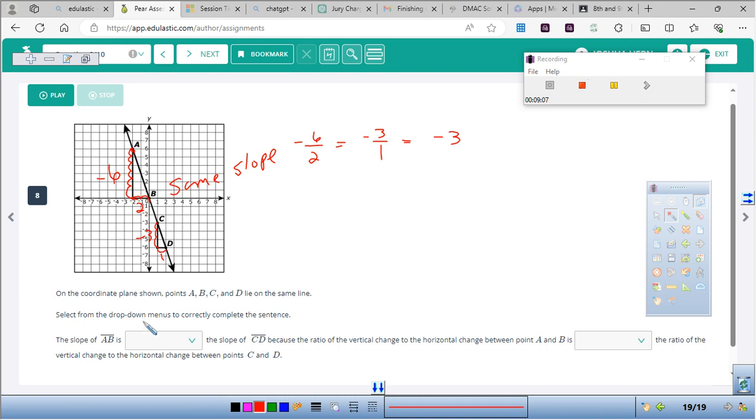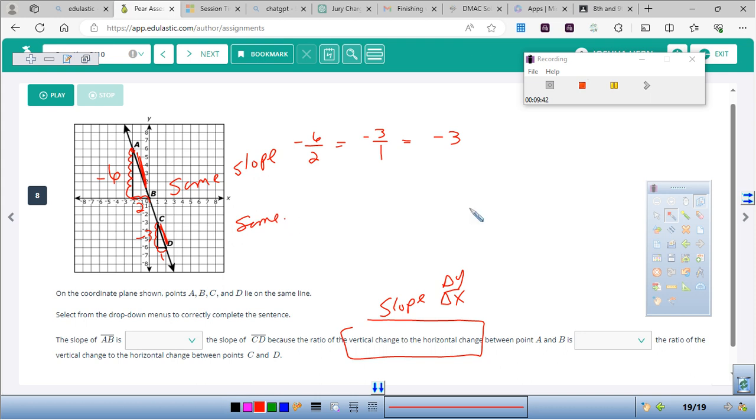So select from the drop-down menus to correctly complete the sentence. The slope of AB, so from here to here, is blank the slope of CD, because the ratio of the vertical change to the horizontal change, which is your slope, circle that, guys, and write the word slope, which is change in y over your change in x, from point A and B, is blank to the ratio of the vertical change to the horizontal change between C and D. So the slope from here to here, basically, and the slope from here are what?